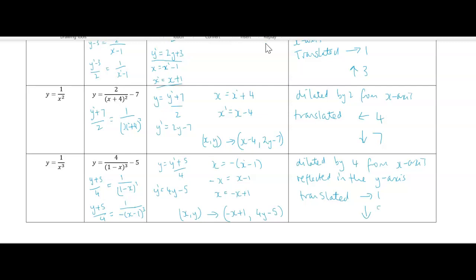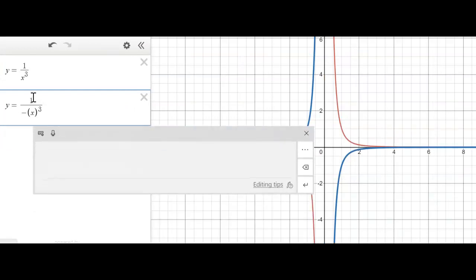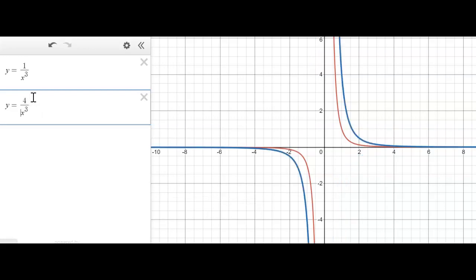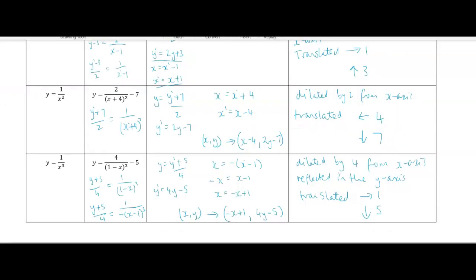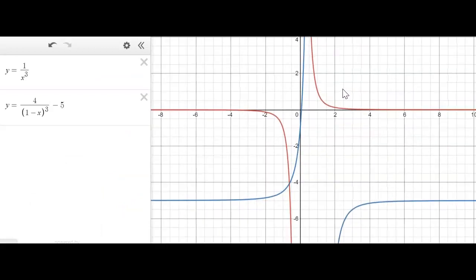All right, so let's have a look at that one. So we've got 4, let's see if I can remember that. What was the last thing? Was it minus? What was it? Minus 5. Minus 5. Okay, so the red graph is our original graph.